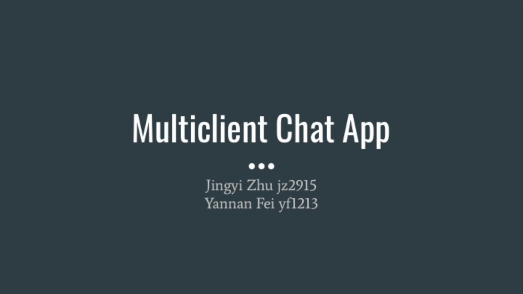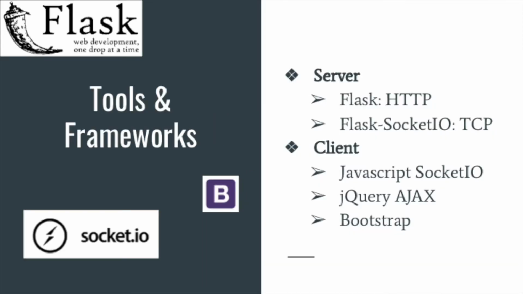We would like to present our multi-client chat application. On the server side of our application, we use Python Flask to handle HTTP requests and Flask Socket I/O to handle TCP communication. On the client side, we use JavaScript and jQuery to dynamically modify HTML elements, to deal with AJAX requests and to handle TCP communication. We mainly use Bootstrap for styling, and everything that happens in our chat app is stored at the server.